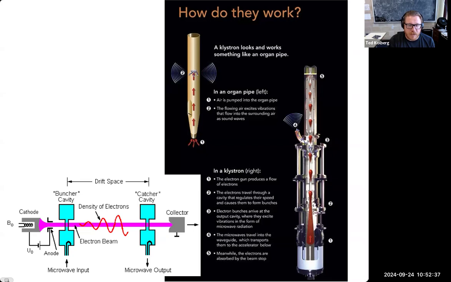So you need to have some kind of clever design in order to do it with a good power efficiency, and that's what the klystron does. So you apply the signal to be amplified to the buncher cavity, for example, through a coaxial cable or through a waveguide, and then you can extract an amplified microwave signal from the catcher cavity.